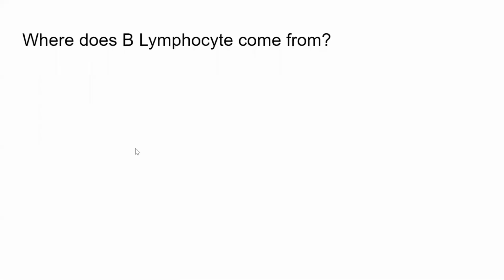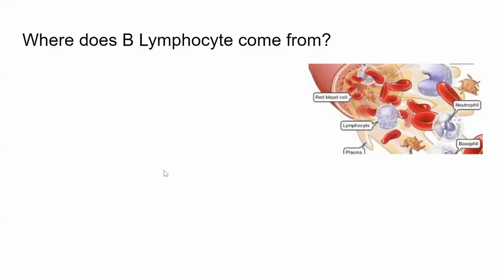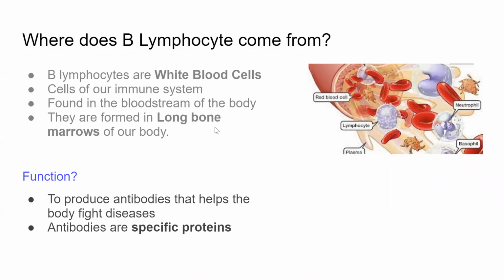So just before we end our discussion today, I know time is up, a quick bit of background knowledge. I showed you a B lymphocyte, so I wanted to also tell you where these B lymphocytes are found. They are found in your blood vessels. Just like red blood cells, you have B lymphocytes in your blood. They are white blood cells. They are not red in color; they are colorless, that's why they are called white. They are the cells of your immune system and they are found in your bloodstream.